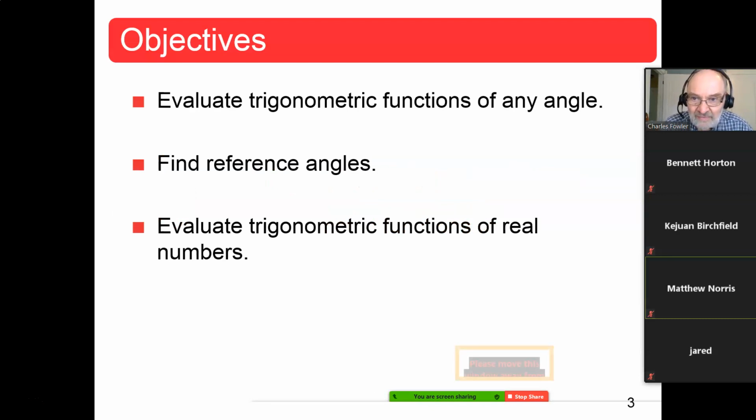Here are your objectives. We evaluate the trigonometric functions of any angle. That's what we said we're going to do. In doing that, we're going to find what they call reference angles. Nice things to get to know. And we'll evaluate trig functions of real numbers, which is what we've always been doing. These are real numbers. These angles are real numbers. Usually when they say that, they mean in terms of radians, but any real number.